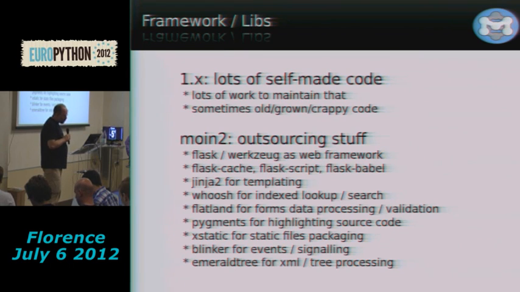We are using a lot of libraries now. Not that much homegrown code as before. And you see it's now based on Flask, on Werkzeug, on Jinja for templating. We are using Whoosh for the search stuff and also internally. Flatland for validating forms and generating forms, highlighting source code with Pygments, and so on. You can read it yourself.